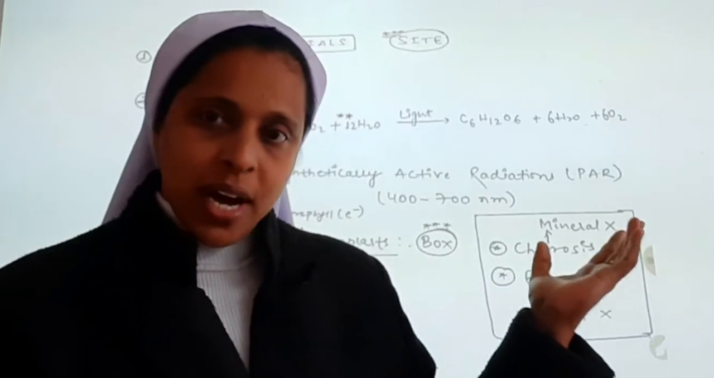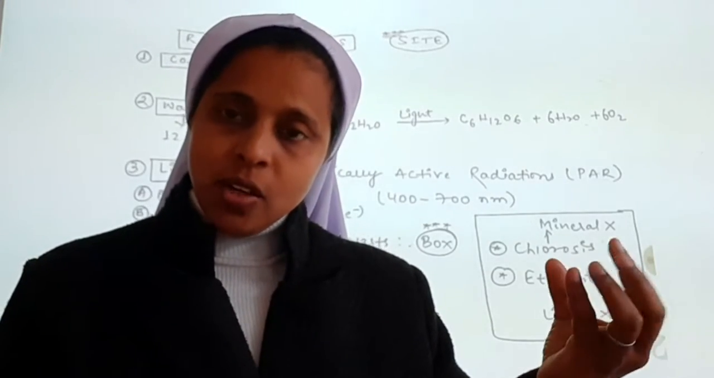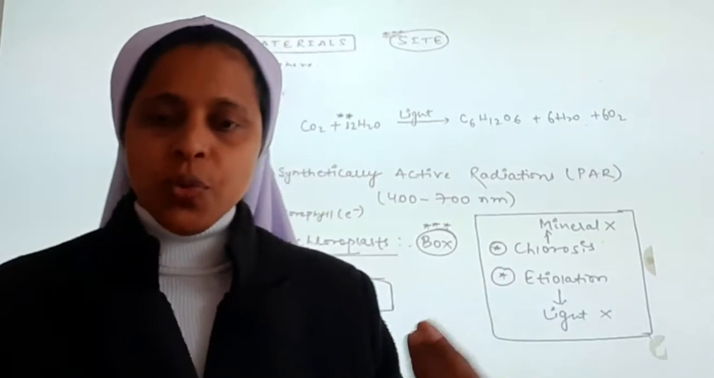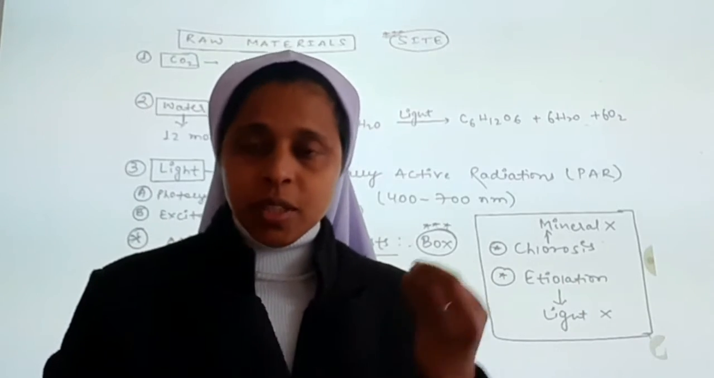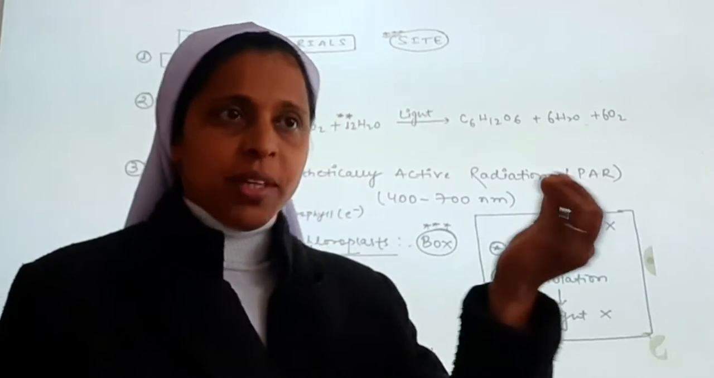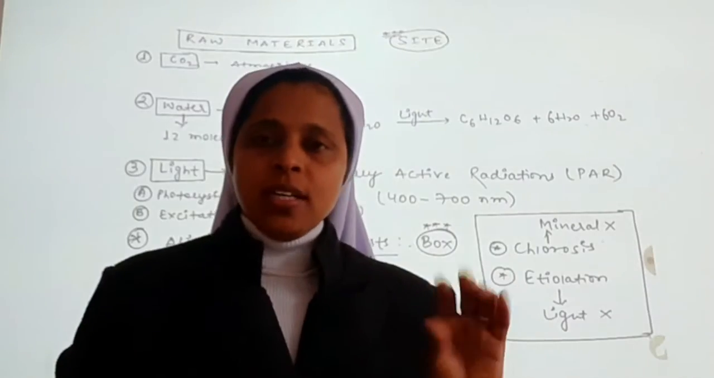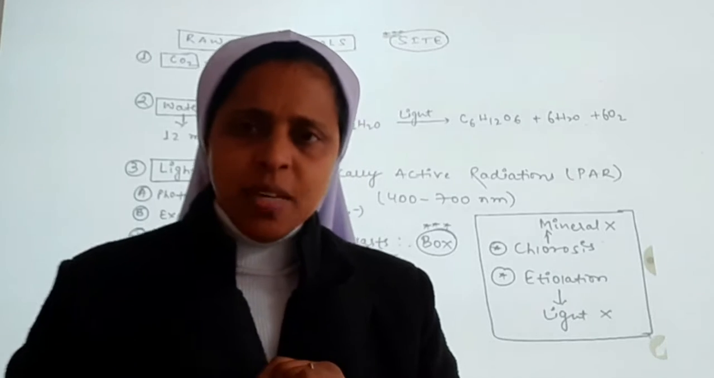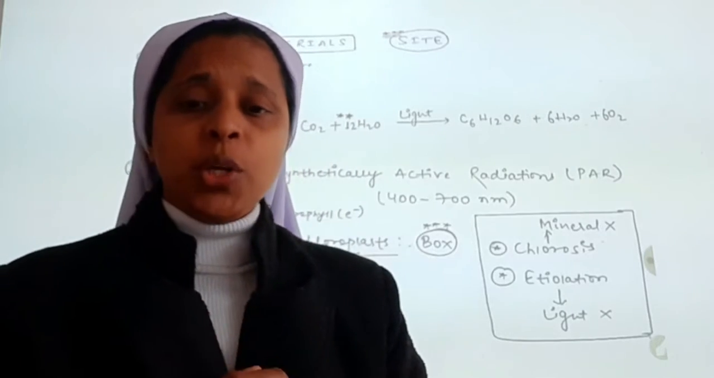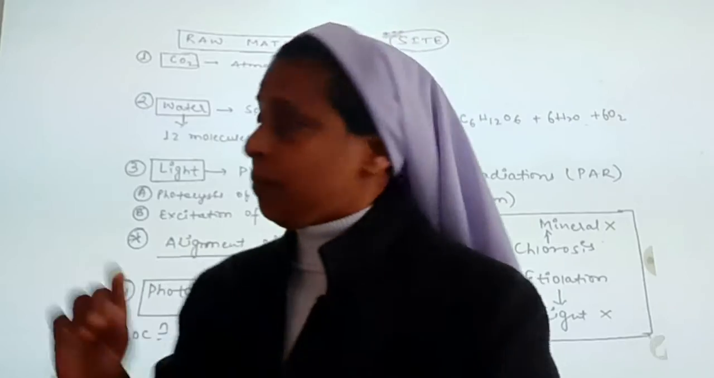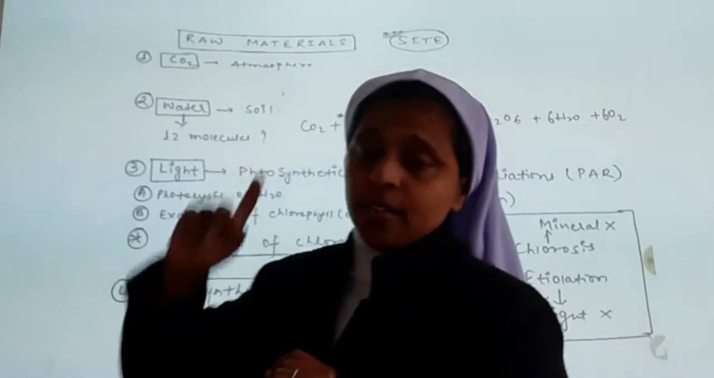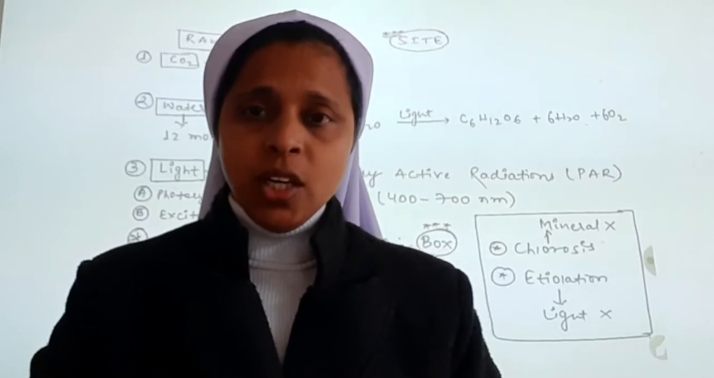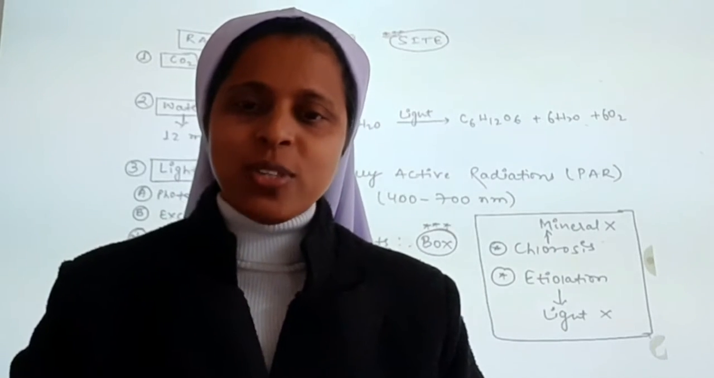So as I have told you, carbon dioxide, where do we get carbon dioxide? From the atmosphere. Where do we get water molecules? We get them from the soil. So carbon dioxide is received from the atmosphere and water molecules we obtain from the soil. Okay, so in the above equation, the important question is: why are 12 molecules of H2O being used?